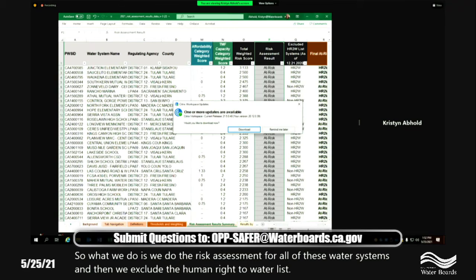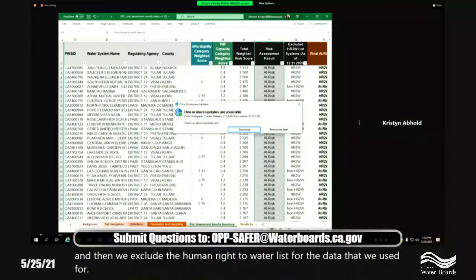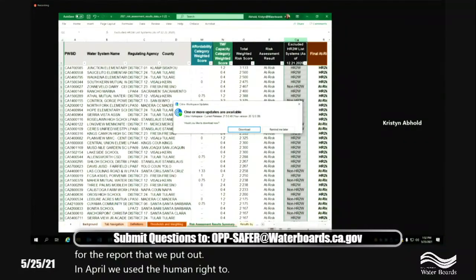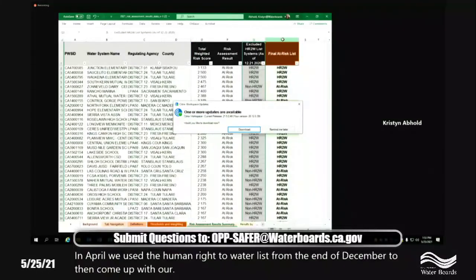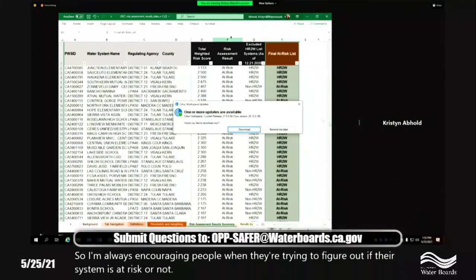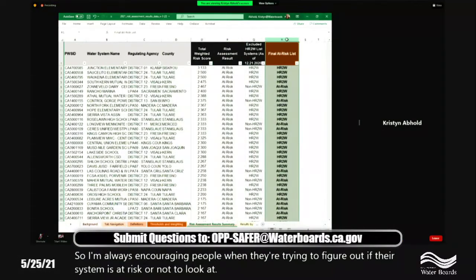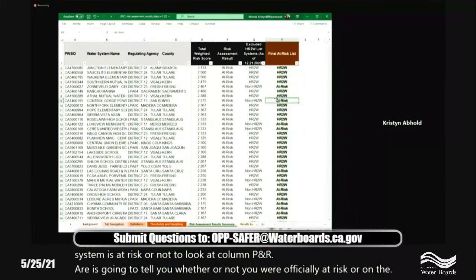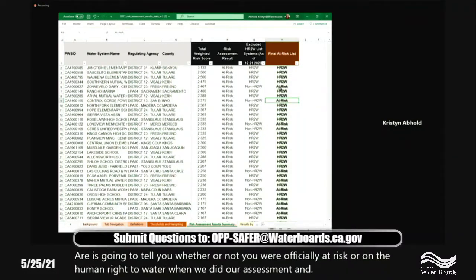For the data that we used for the report that we put out in April, we used the human right to water list from the end of December to then come up with our final tally of at-risk systems. So I'm always encouraging people, when they're trying to figure out if their system is at risk or not, to look at column P and R. R is going to tell you whether or not you were officially at risk or on the human right to water list when we did our assessment and released the results in April.